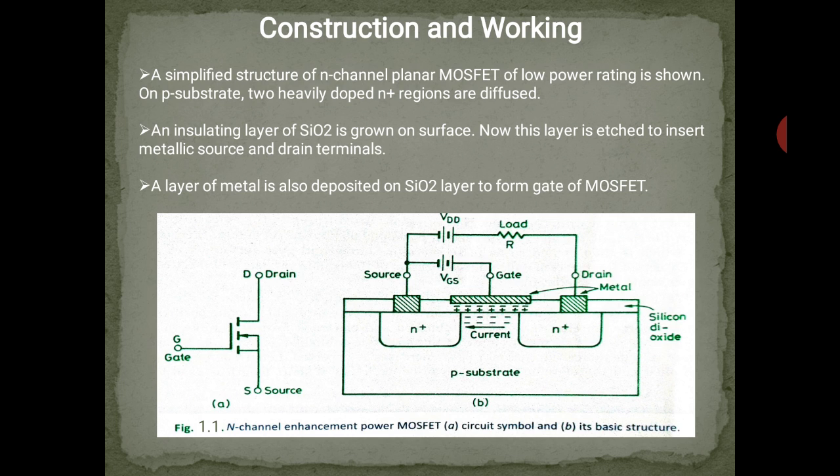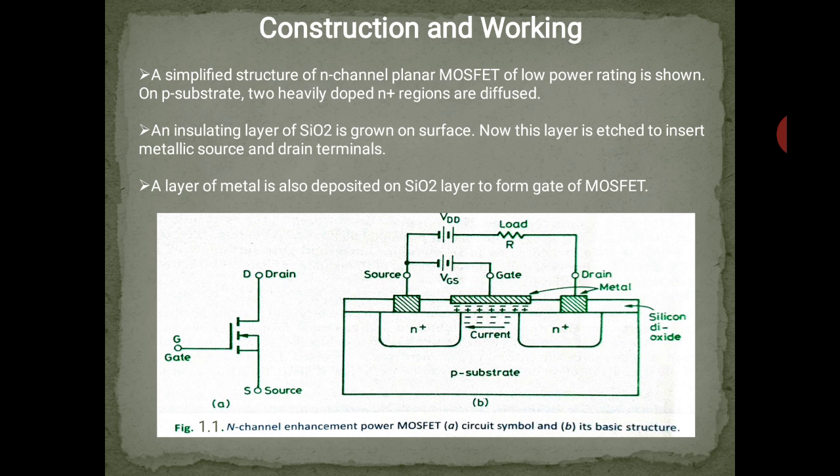A simplified structure of N-channel planar MOSFET of low power rating is shown in circuit diagram figure 1.1. On a P substrate, two heavily doped N+ regions are diffused. An insulating layer of SiO2 is grown on the surface. Now this layer is etched to insert metallic source and drain terminals. Note that the N+ regions make contact with the source and drain terminals.